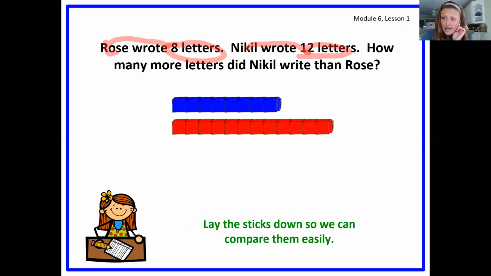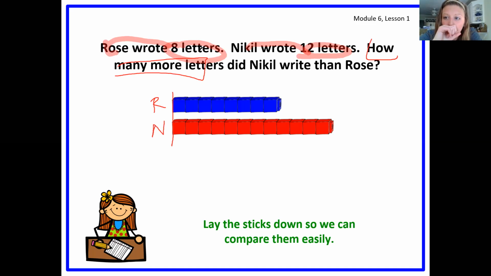So if you notice, I started mine using kind of like the measuring rulers. I started both of mine at the same exact starting point right here, because now I can see, I want to know how many more letters Nikil wrote than Rose. So if I have them at the same starting point, this one up here was Rose because she had 8 and Nikil had 12.